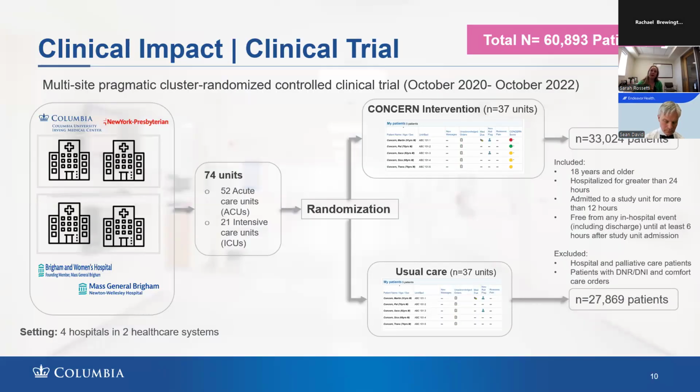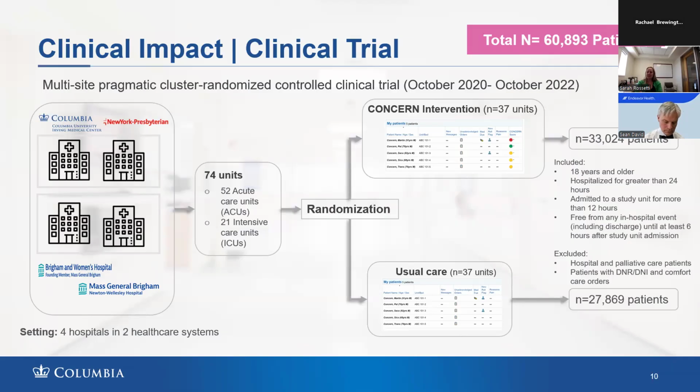Okay, so we evaluated the concern early warning score in a clinical trial, and this was published last year in Nature Medicine. There were just over 60,000 patients in this trial. It was a multi-site, pragmatic, cluster randomized controlled trial. If you look at the dates of that trial, it was October 2020 to October 2022. So certainly some interesting years for our overall US and world healthcare system. It overlapped with the COVID pandemic.